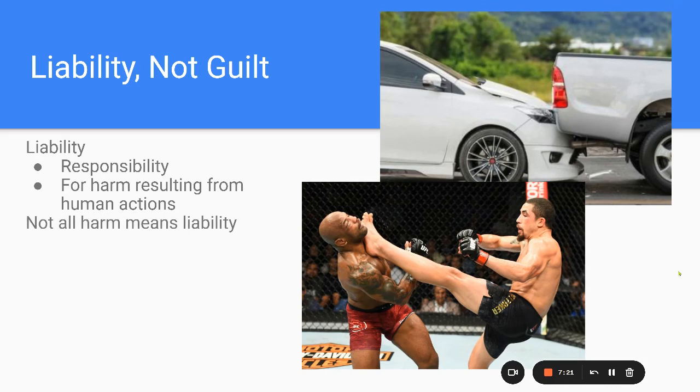And we also need to understand that not all harm caused by humans means that someone is liable for that harm. The standard for determining responsibility is if the person who caused harm was practicing reasonable care. Reasonable care towards people, and towards property.